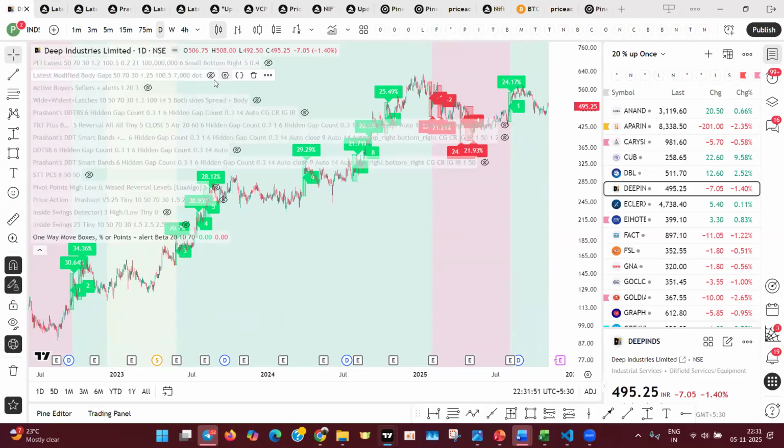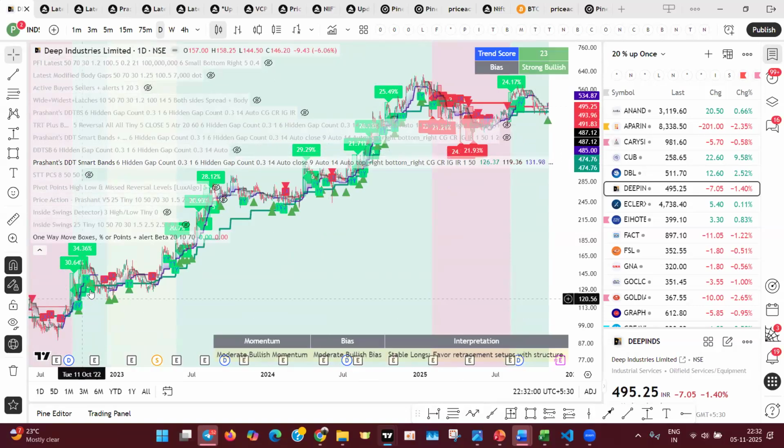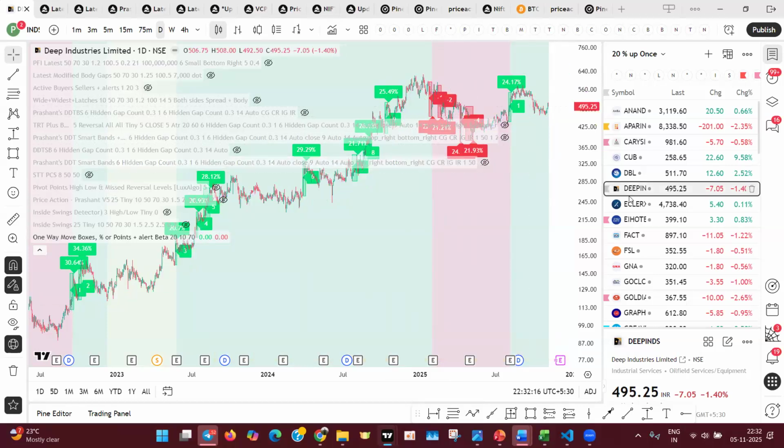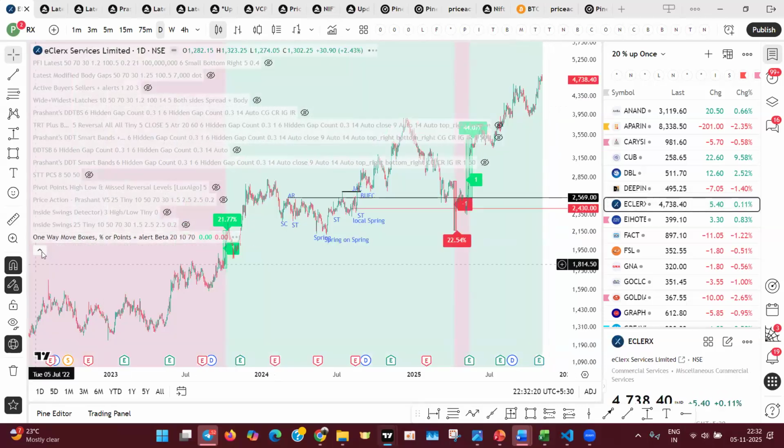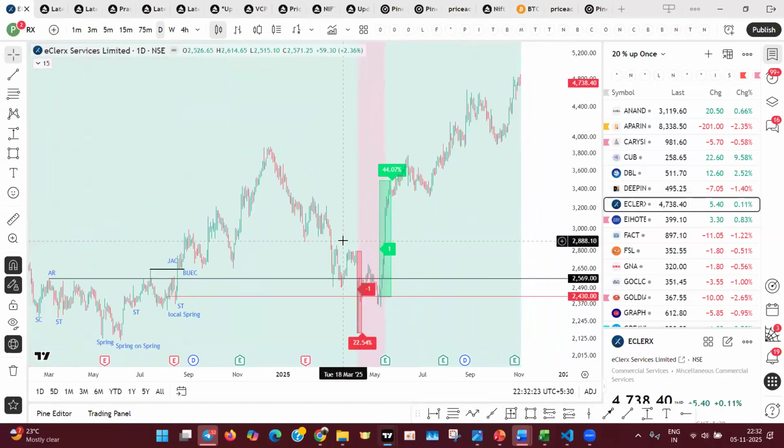If we add TRT band, it has given some buy signals 1, 2, 3 times. Then again, afterwards also it has given some buy signals, and these buy signals kept on giving up moves up to this. So this can definitely be used as a screening for stock, and then use our other method to take a final call.